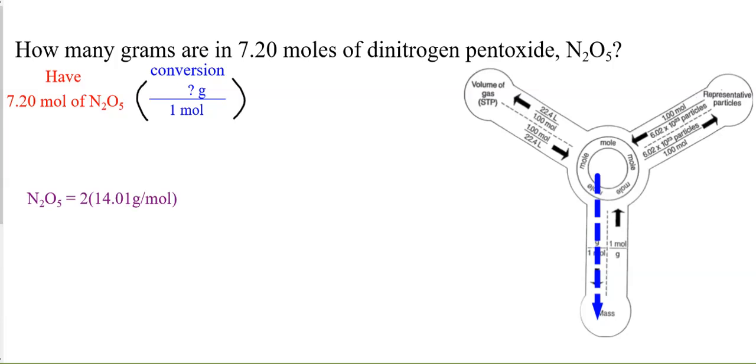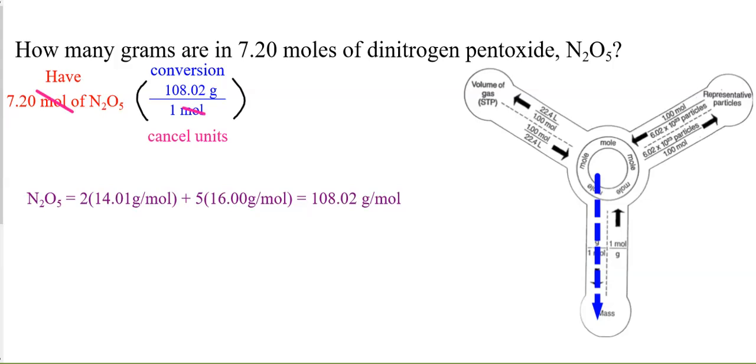But if you write it off to the side, you recognize you have two nitrogen atoms. So we multiply 2 times 14.01 grams per mole. You have to add that to our 5 oxygen atoms, so 16.00 grams per mole. Multiply them, then add them together, and you should get 108.02 grams per mole. Okay, so then you put that into your conversion factor. All right, so you want to make sure that's in there.